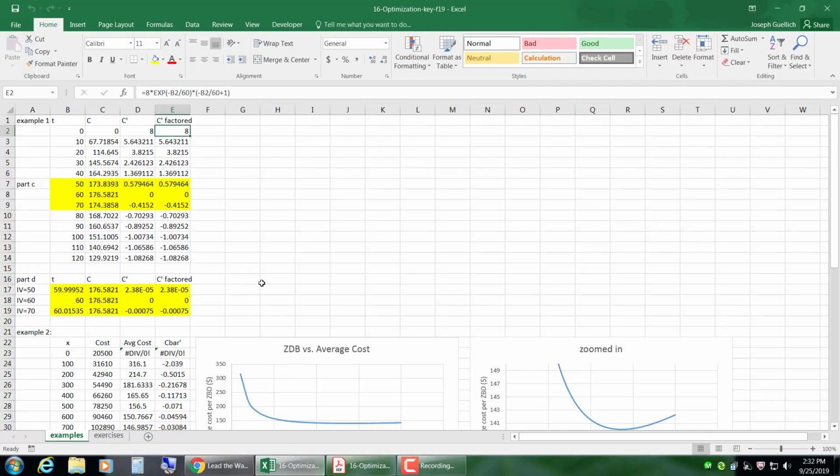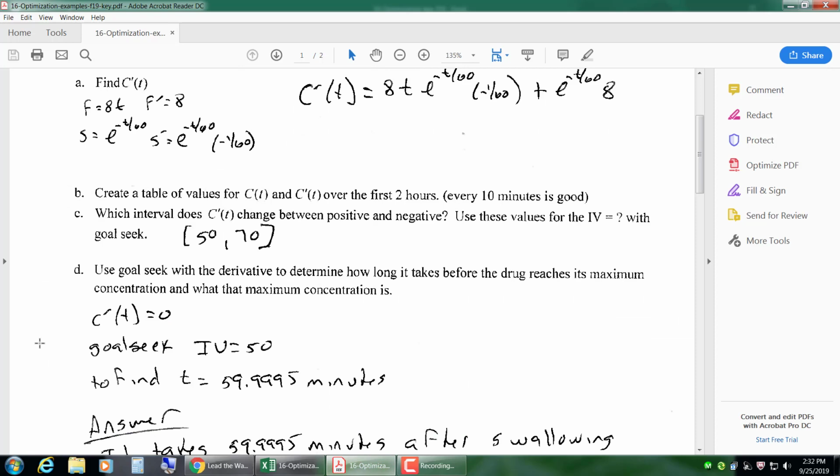we get the answer. So down here, I've done my goal seek. So with my three different initial values here, you can see the result of the time and the concentration of the drug. And you can see all three of those. So I did the 50 at the end, 70 at the end, and 60 in the middle, all give me the same answers right there. And our handwriting for goal seek.